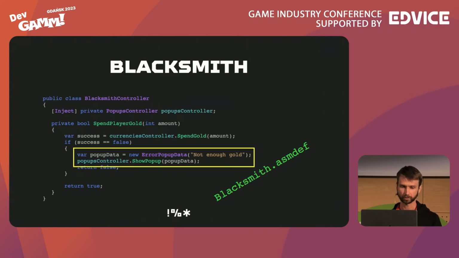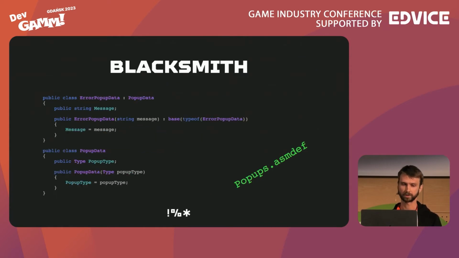Another issue connected with spend player gold method is the dependency to the pop-up stuff. Basically, we can, again, do something similar to our first trick with item kind and item rarity enums. So we could just take those two classes connected with pop-up system, let's say this error pop-up data and pop-up data, and again we could move it to another assembly definition like with currencies. So it will be pop-up assembly definition.